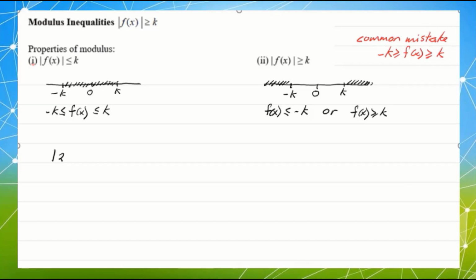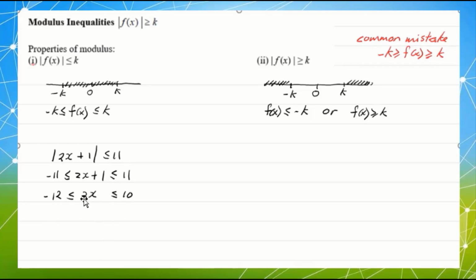Now let's try this modulus inequality. Modulus 2x plus 1 less than 11. Before we can solve the inequality, first we need to clear this modulus sign. When we clear this modulus sign, we can replace it with this interval, where we get 2x plus 1 greater than or equal to negative 11 and less than or equal to 11. Then we shift the positive 1 out to the left hand side and also to the right hand side, and it becomes 2x greater than negative 12 and less than 10.